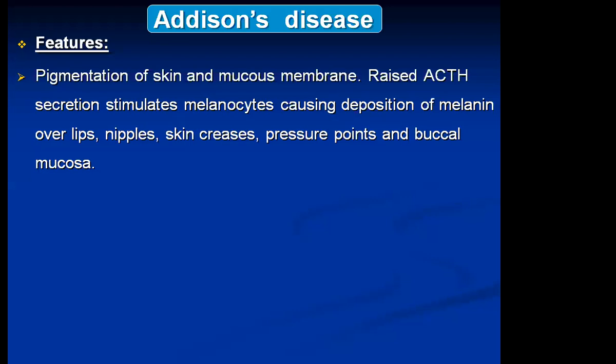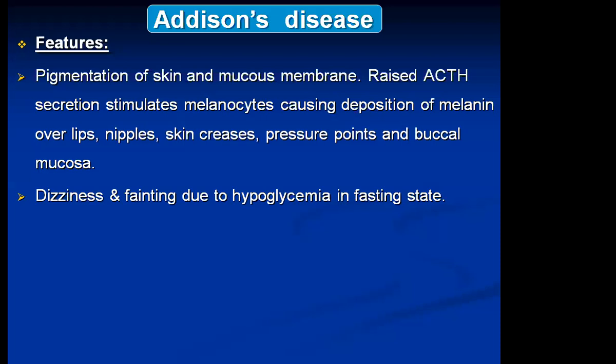Now there are two schools of thought. Some say that because of increase in the MSH there is pigmentation, while some say that the main reason for pigmentation is increase in the ACTH secretion itself. This increase in the ACTH itself stimulates the melanocytes, causing deposition of melanin. So the culprit can be either ACTH, which itself causes increase in the pigmentation, or it can be secondary to increase in the MSH levels.